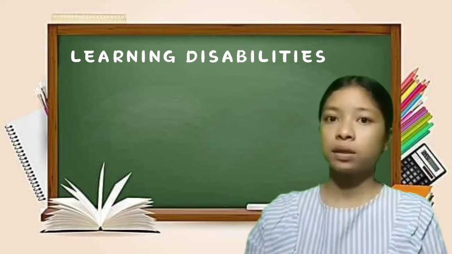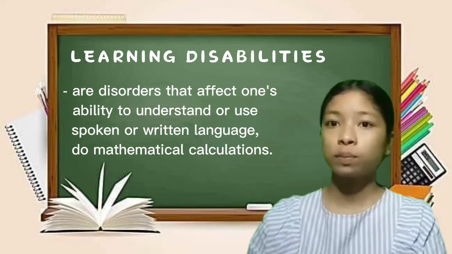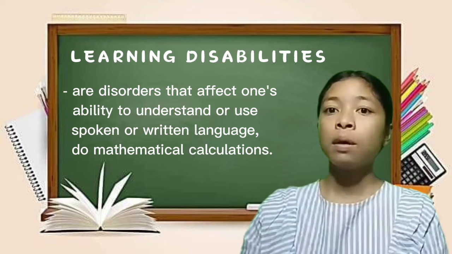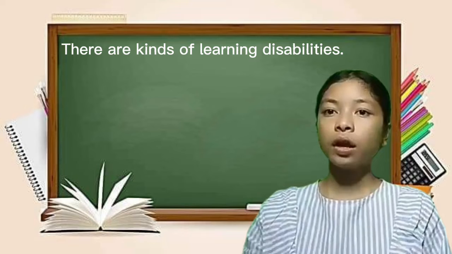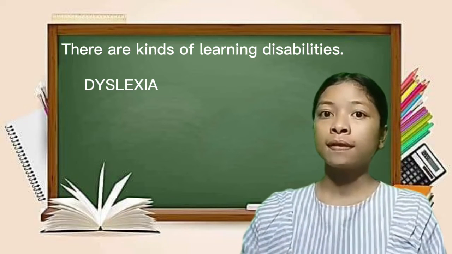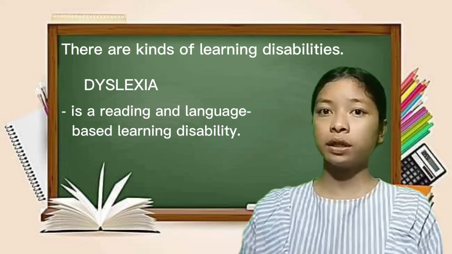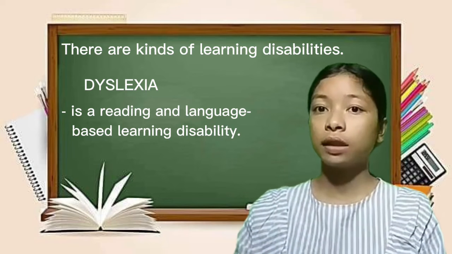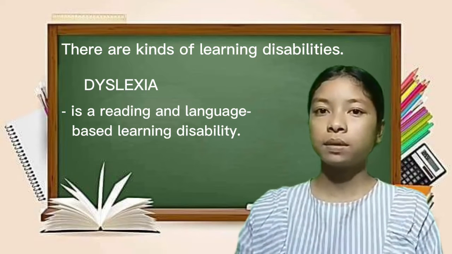Learning disabilities are disorders that affect one's ability to understand or use spoken or written language through mathematical calculation, but not all learning problems fall into the category of learning disabilities. There are kinds of learning disabilities. It includes dyslexia. Dyslexia is a reading and language-based learning disability. With this problem, a child may not understand letters, groups of letters, sentences, or paragraphs.